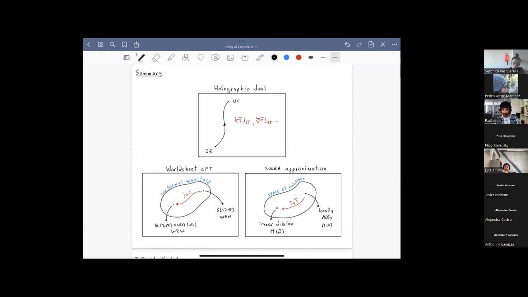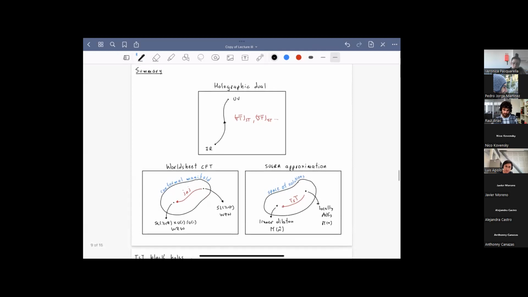So, are there any questions about this picture? Okay, if not, then I'm going to use this picture to now study the kind of backgrounds that you get by performing this marginal deformation on the worldsheet, or equivalently, this TsT transformation on the supergravity side.